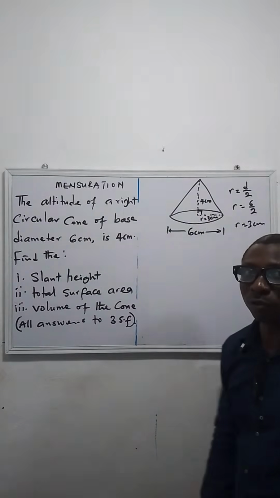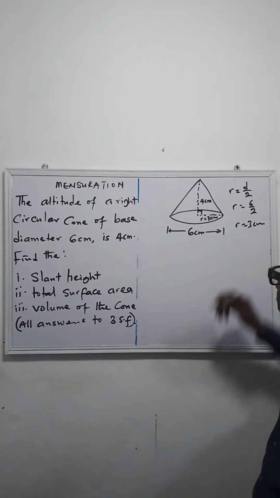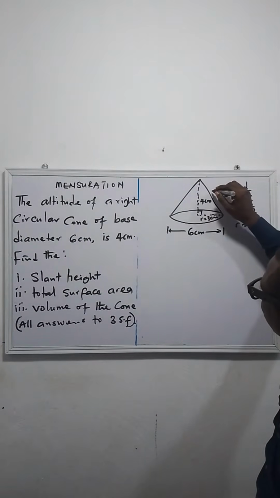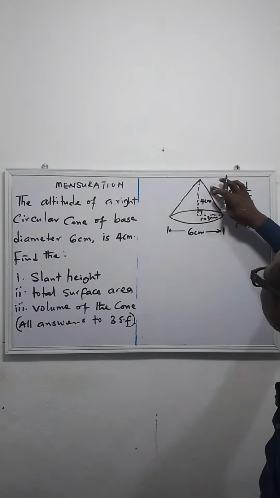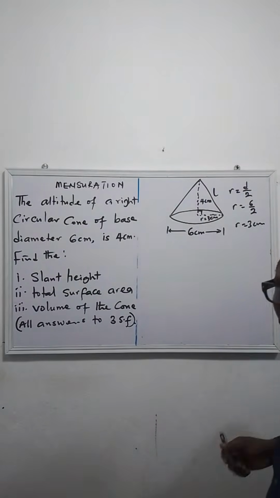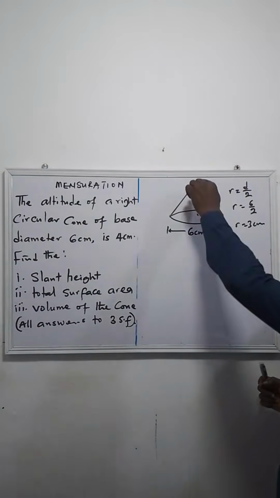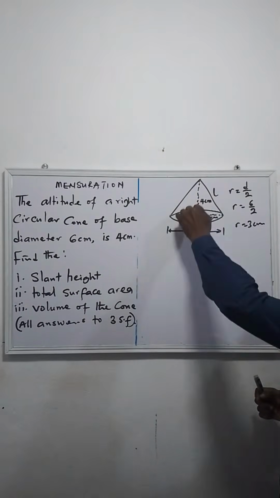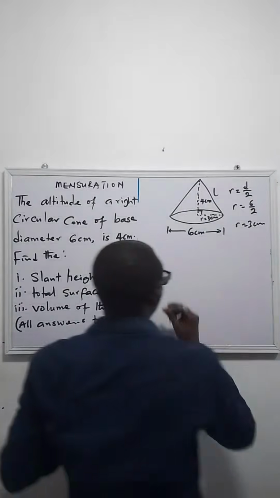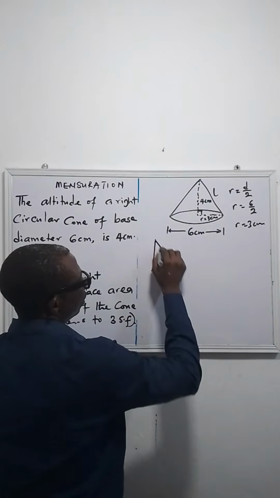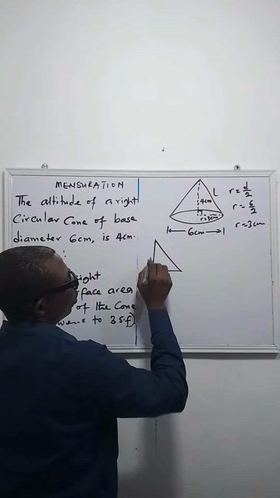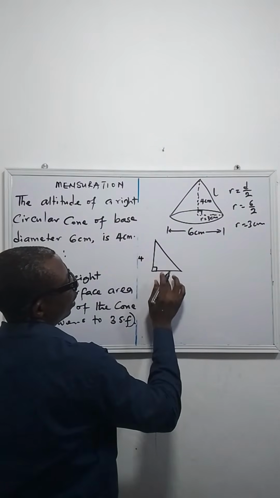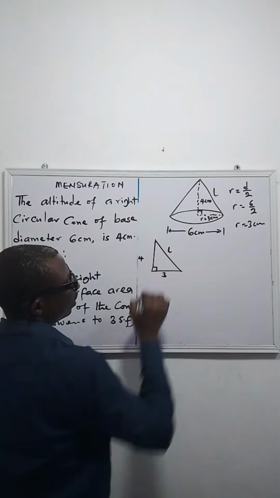Now the question asks you to find the slant length. This is the slant length. Now look at this, this is a right angle triangle. So let's bring out this right angle triangle. Here we have 4, here we have 3 centimeters, and this is L.